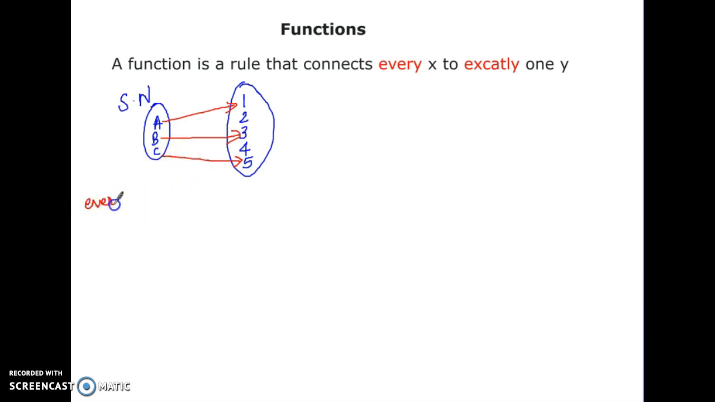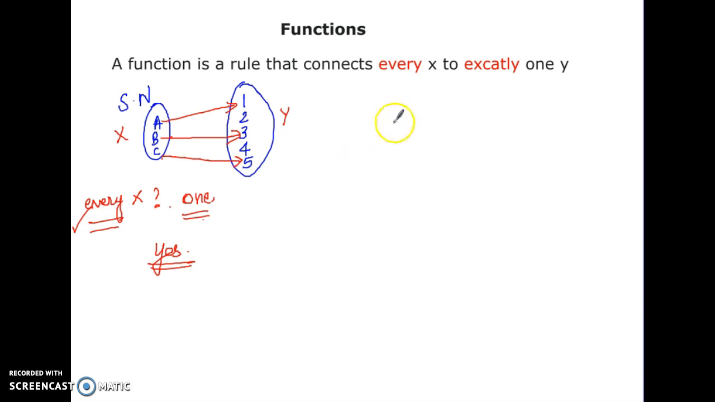Does every x, this is our x and that is our y, does every x have a locker? A has a 1, B has 3 and C has 5. Everybody has a locker. And do they have only one? Okay, does every x have it, and do they have only one? So that's true here. So in this case, this is an example of a function. Yes, it is a function and also a relation.